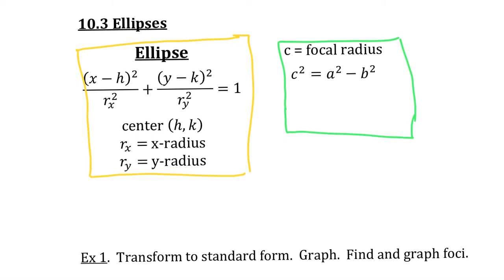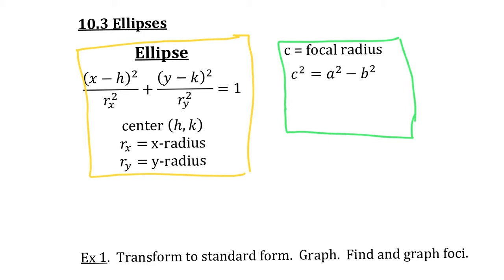In 10.3, we're going to look a little more closely at some of the features of an ellipse. Okay, this is the standard form of an ellipse. We already wrote this down in 10.0, so you may not want to copy it again. We're going to add a focal radius to the list of information about an ellipse. Focal radius helps us map the foci from the center of the ellipse.